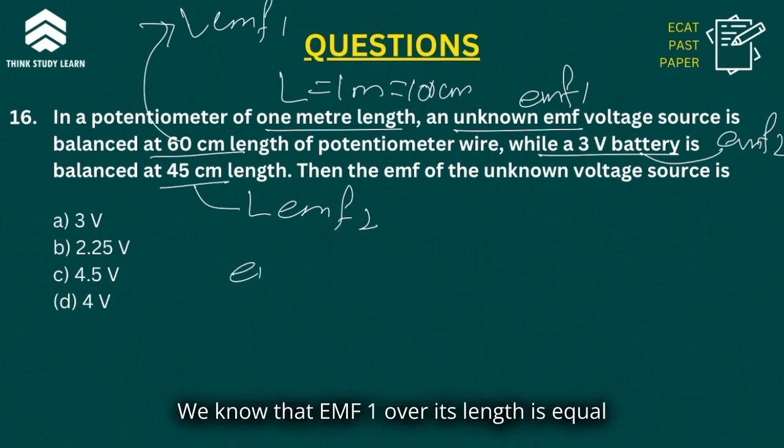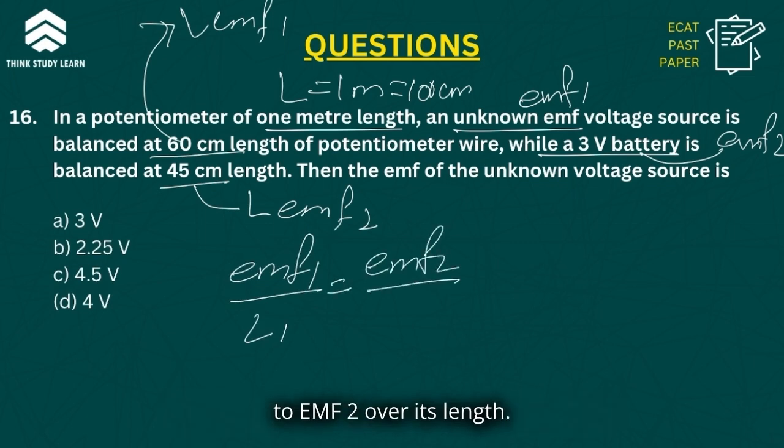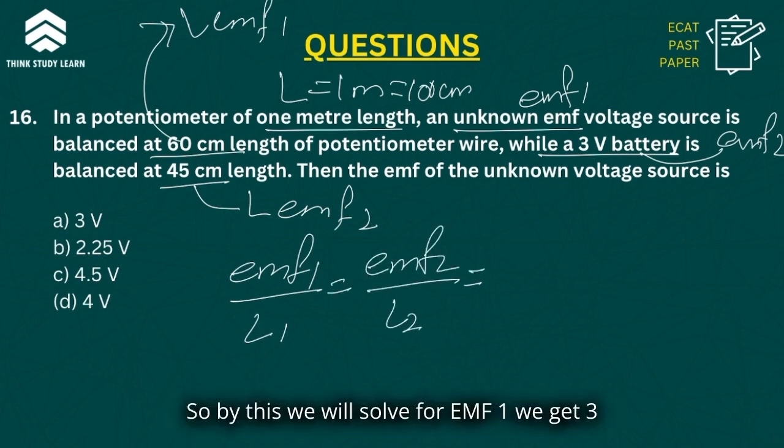We know that EMF1 over its length is equal to EMF2 over its length. So by this, we'll solve for EMF1.